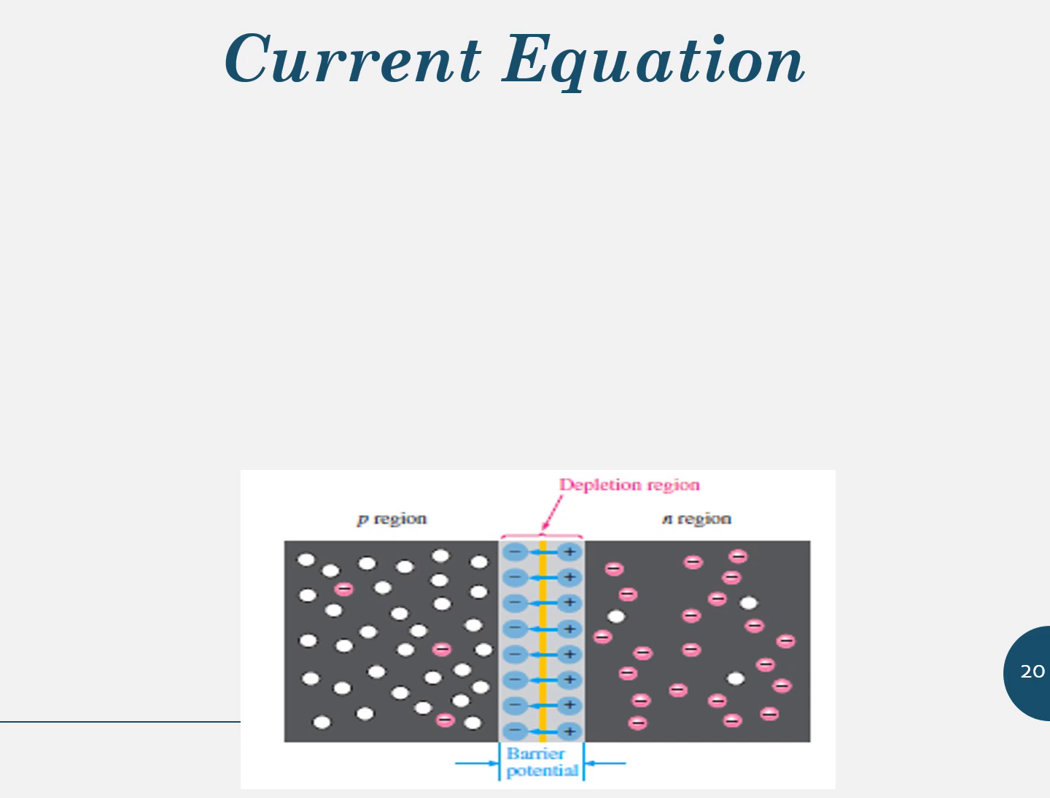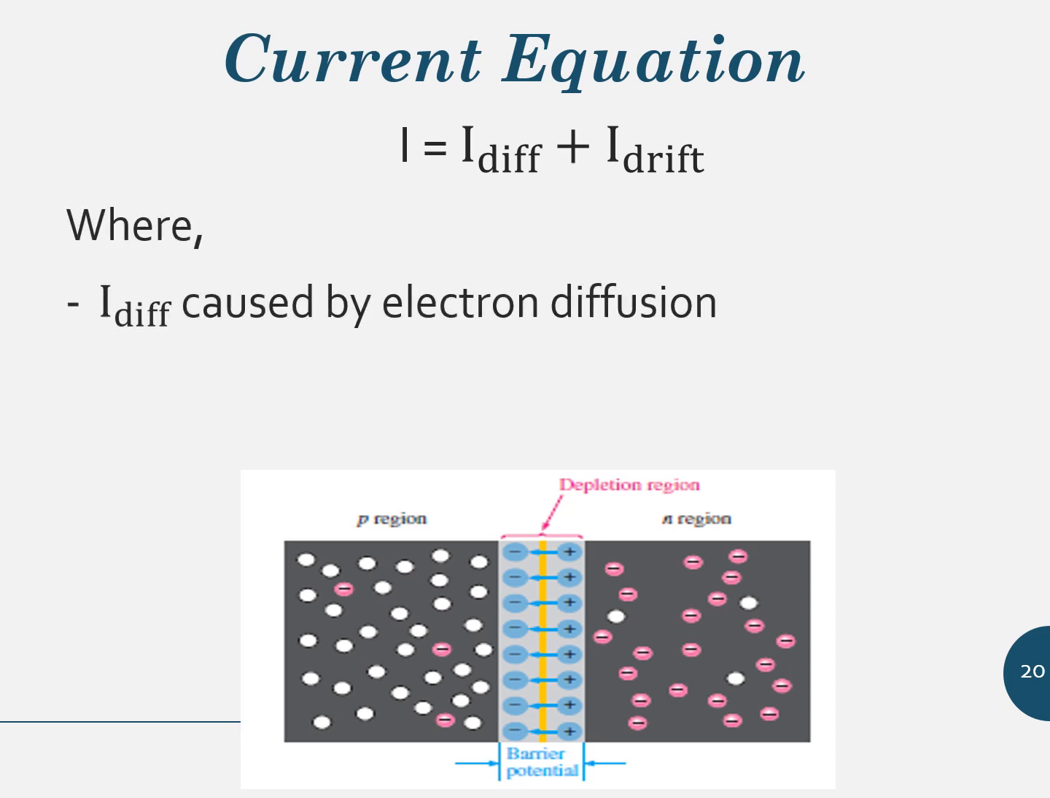Now we will understand the current equation. It is the equation of current where I_DIF is I diffusion, which is the current caused by electron diffusion, opposite from the direction of electron flow. It means it is from P to N.